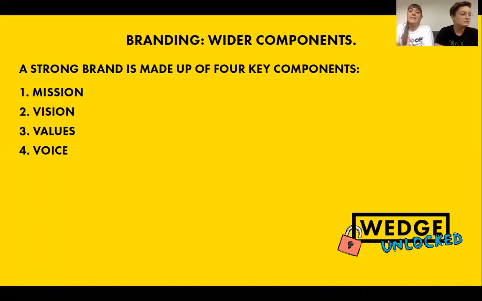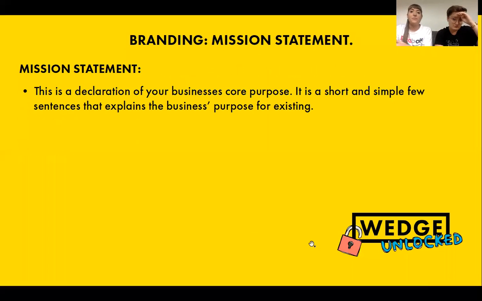So a strong brand is made up of 4 key components, and we're going to cover all of these now. So the first one is your mission, the second one is your vision, then you've got your values, and you've got your voice. So we're going to talk about the mission, and that refers to a mission statement. If you've not heard of this, it's a declaration of your business's core purpose. So it's supposed to be a short, simple few sentences that basically explain the business's actual purpose for existing.